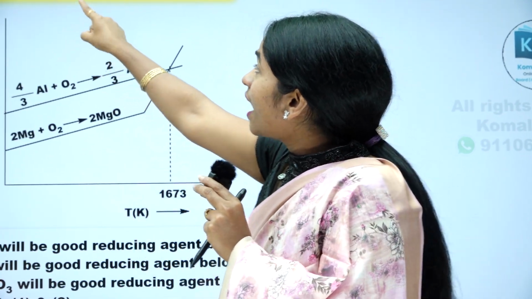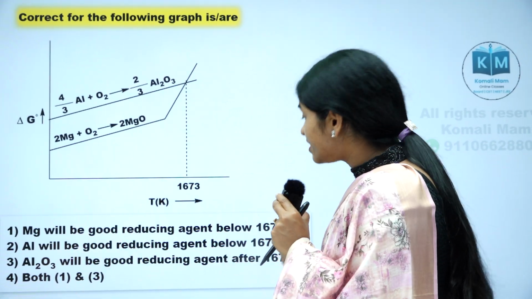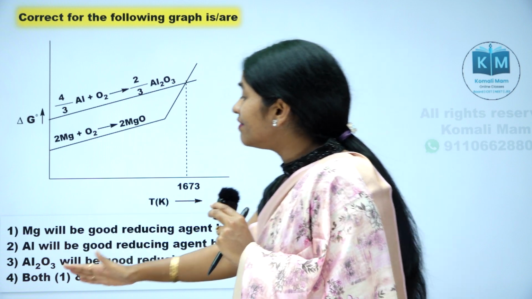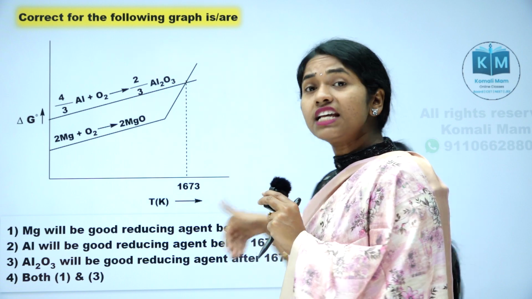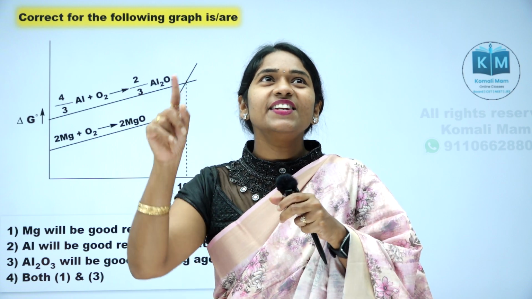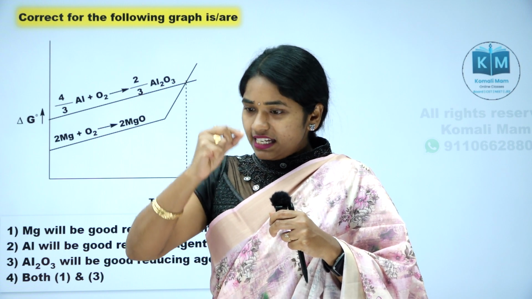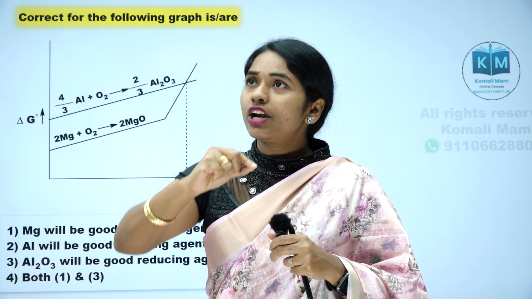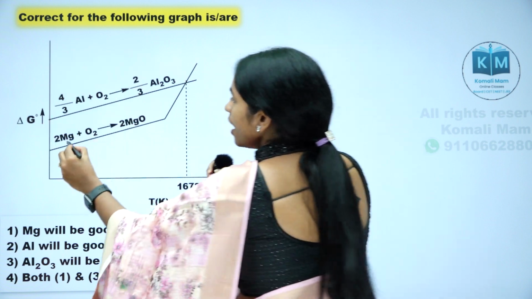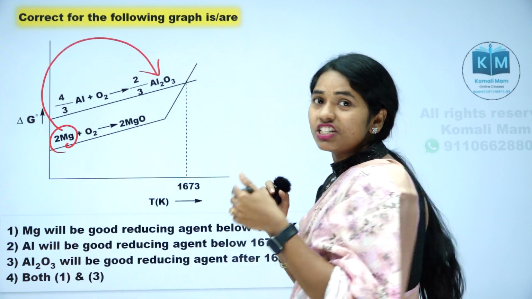They are asking which is correct for the following graph: magnesium will be a good reducing agent below 1673, aluminum will be a good reducing agent below 1673 Kelvin, Al2O3 will be a good reducing agent after 1673 Kelvin. How to solve this question? One and only one point: the metal which is present down has the ability to reduce the metal oxide which is present on top.